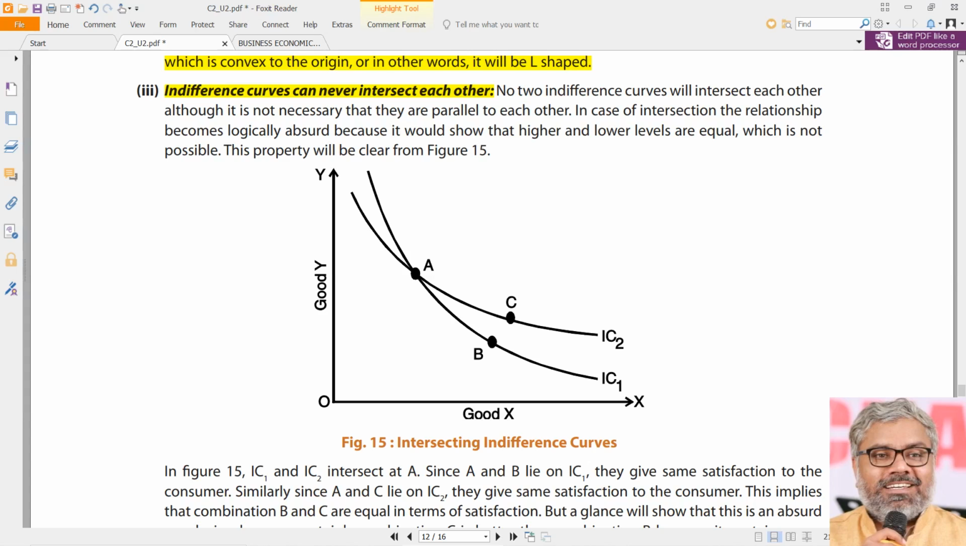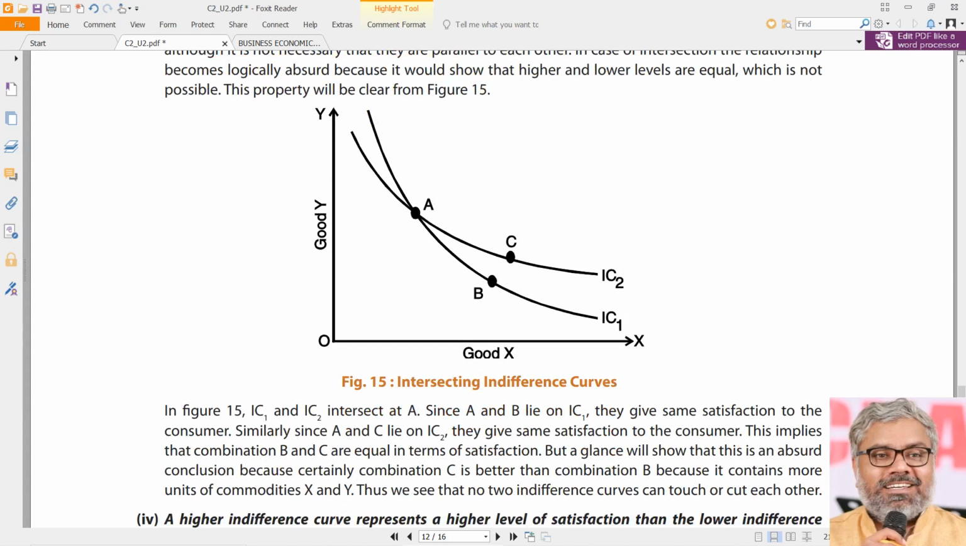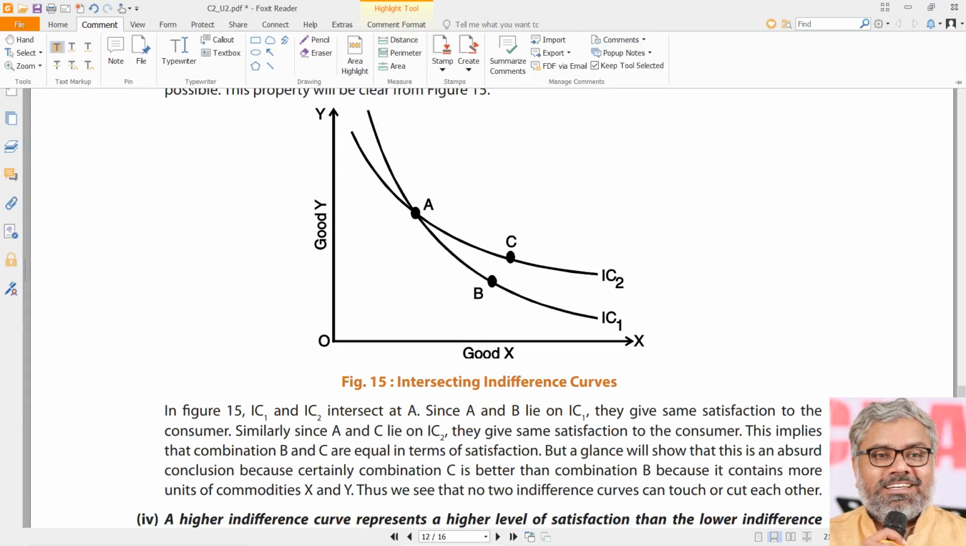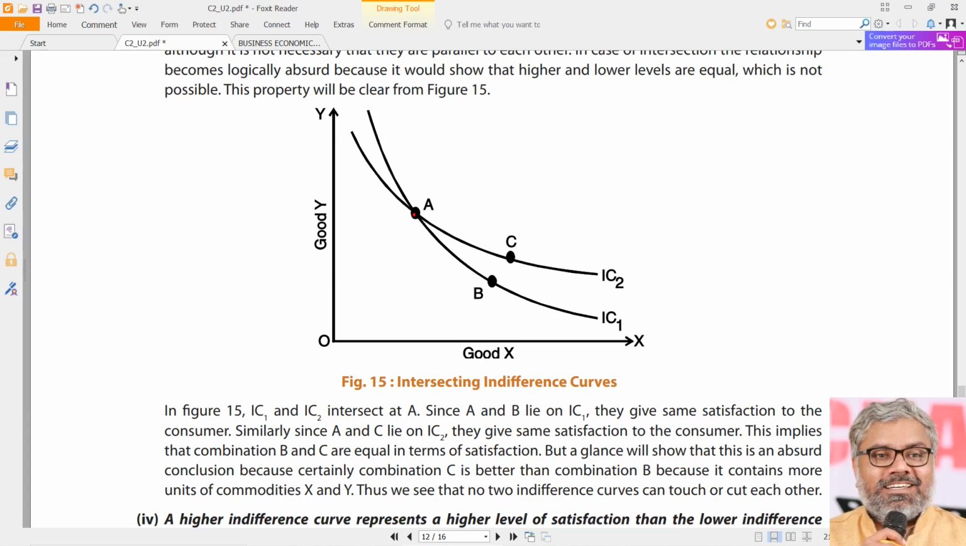Why? Because when we say indifference curve, we are talking about all the points on the curve having the same level of satisfaction. So, if you observe this graph, just to understand, let us say there is this point A, which is there on IC1 also and IC2 also. Is it possible? No, it is not possible. Why are we looking at it? Because it is ridiculous if there are intersecting indifference curves.